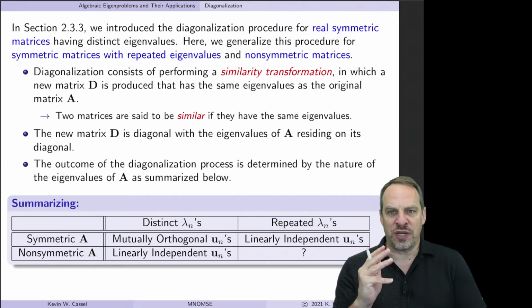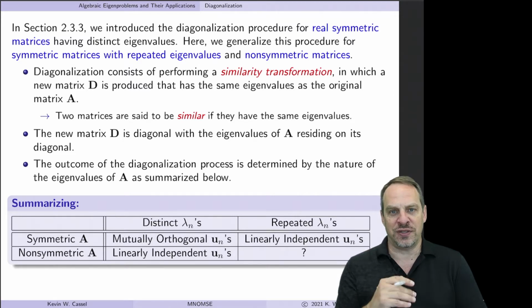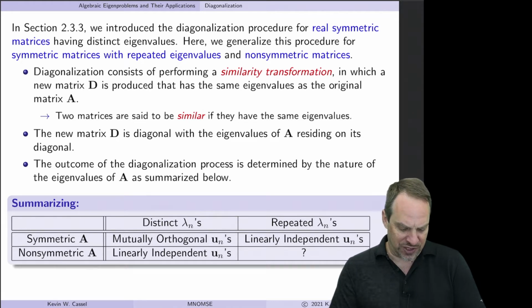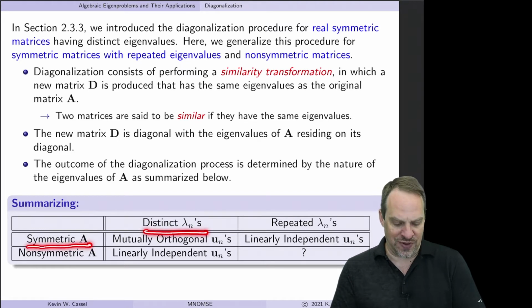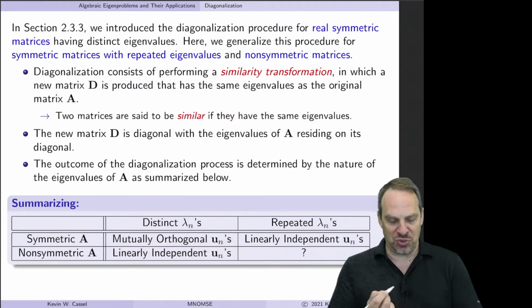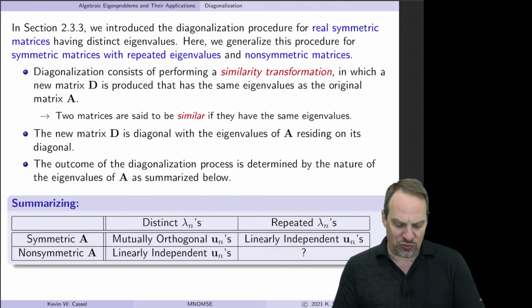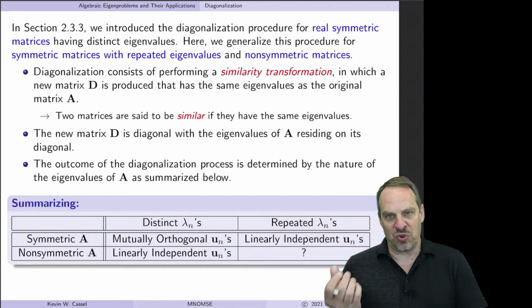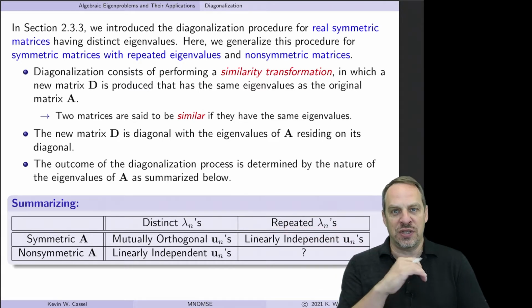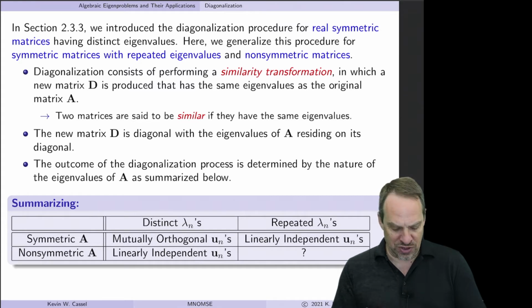I think it's helpful to summarize the four possible cases with symmetric, non-symmetric, distinct eigenvalues, and non-distinct or repeated eigenvalues. So we've already looked at the case with symmetric A and distinct eigenvalues. In that case, the eigenvectors were mutually orthogonal. So the U's were really Q's, they were mutually orthogonal. We've touched on the possibility of a symmetric matrix with repeated eigenvalues. And remember, we said we could choose the constants such that the eigenvectors are mutually orthogonal, but in general, we can only say that they're linearly independent. I have not proven that, but it turns out to be the case.